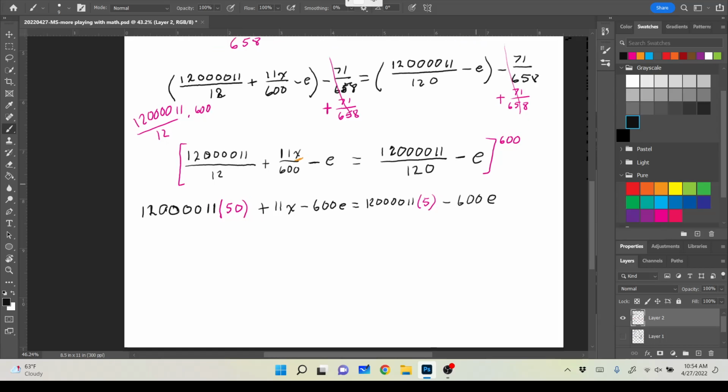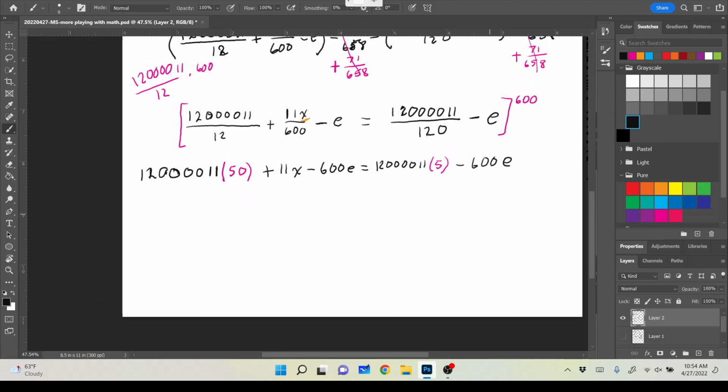Okay. So before we can do anything else, we probably need to do a little cleanup. So we've got to multiply 50 times 12 million and 11, and we've got to multiply 5 times 12 million and 11. I don't know if I'll ever hear that sentence again. Probably not. Did you say multiply or divide? What is right next to it mean?